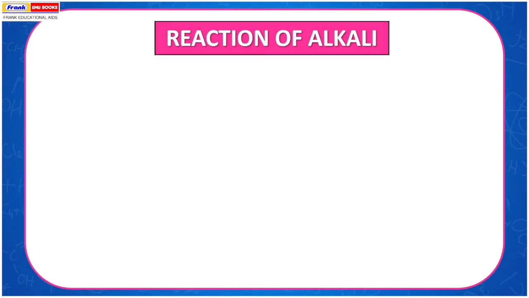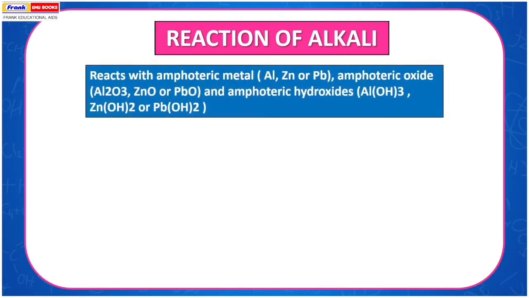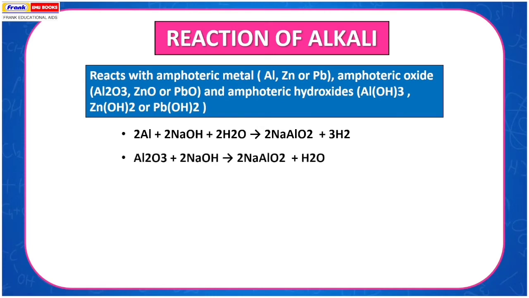Reactions of alkali. Alkali reacts with amphoteric metals, aluminium, zinc or lead; amphoteric oxides, Al2O3, zinc oxide or lead oxide; and amphoteric hydroxides, aluminium hydroxide, zinc hydroxide or lead hydroxide. Aluminium reacts with NaOH and water to produce NaAlO2 and hydrogen. Al2O3 reacts with NaOH to produce NaAlO2 and water. Aluminium hydroxide reacts with NaOH to produce NaAlO2 and water.